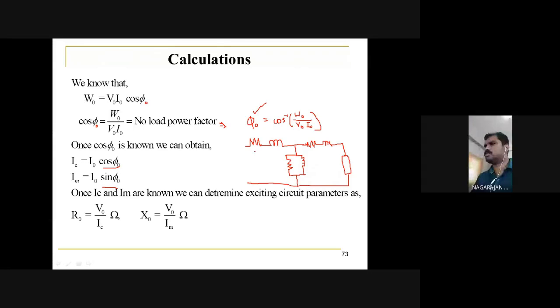So this is the resistance of the primary side, the reactance of the primary side, the resistance of the core loss component, and the reactance. These are denoted as R naught and X naught. Okay. And this is R2 and this is X2. And the current entering is I1.